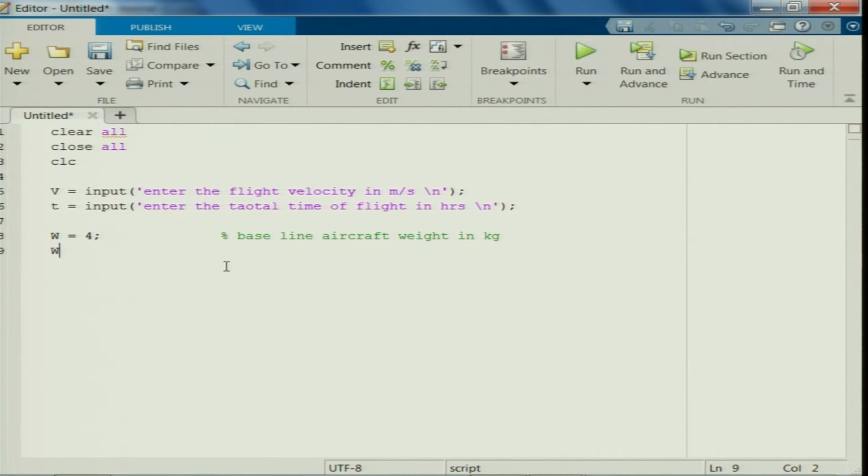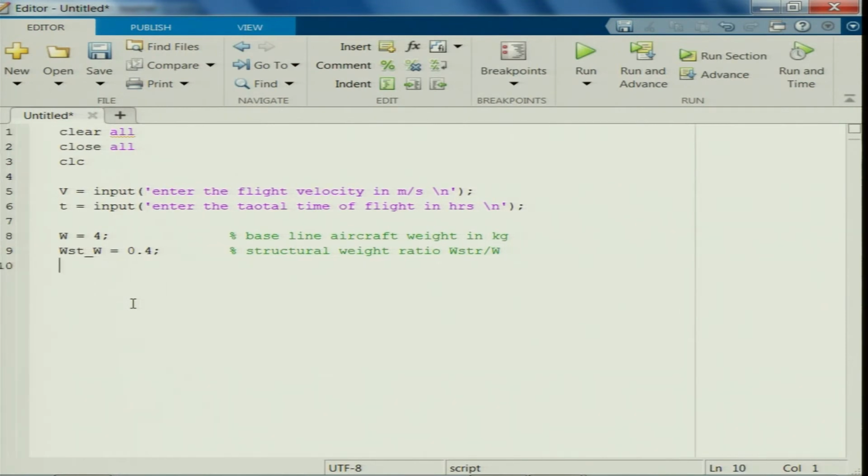Okay. So, the structural weight ratio, W_ST underscore W, is given as 0.4. This is the structural weight ratio, which is W structural upon the total weight of the aircraft, right.